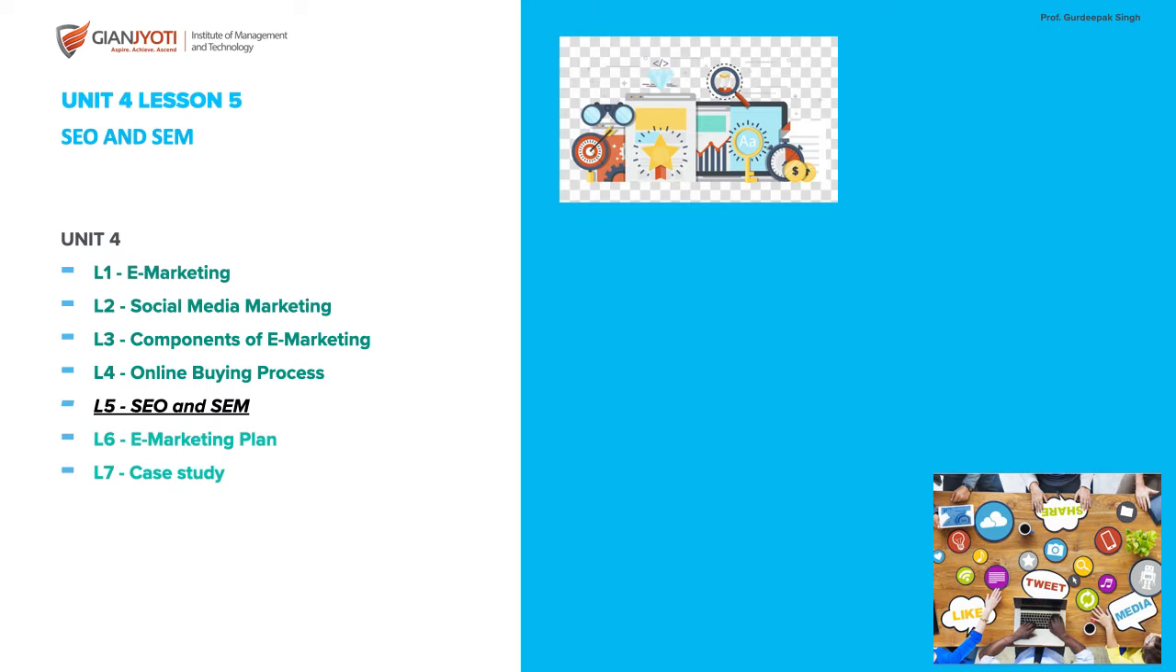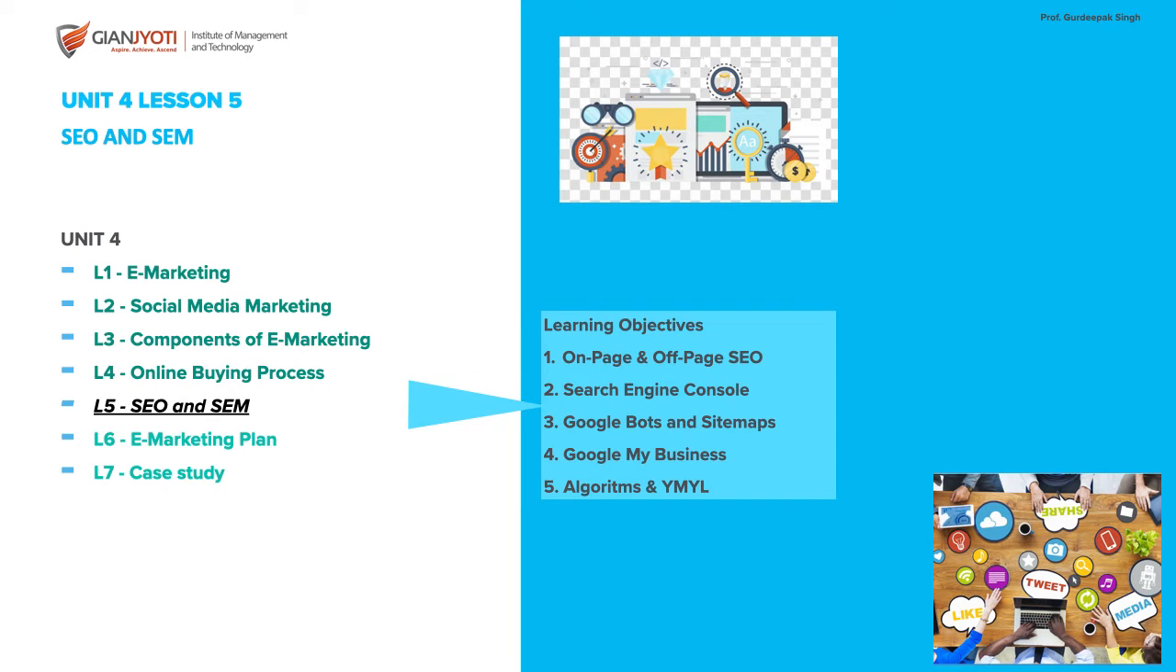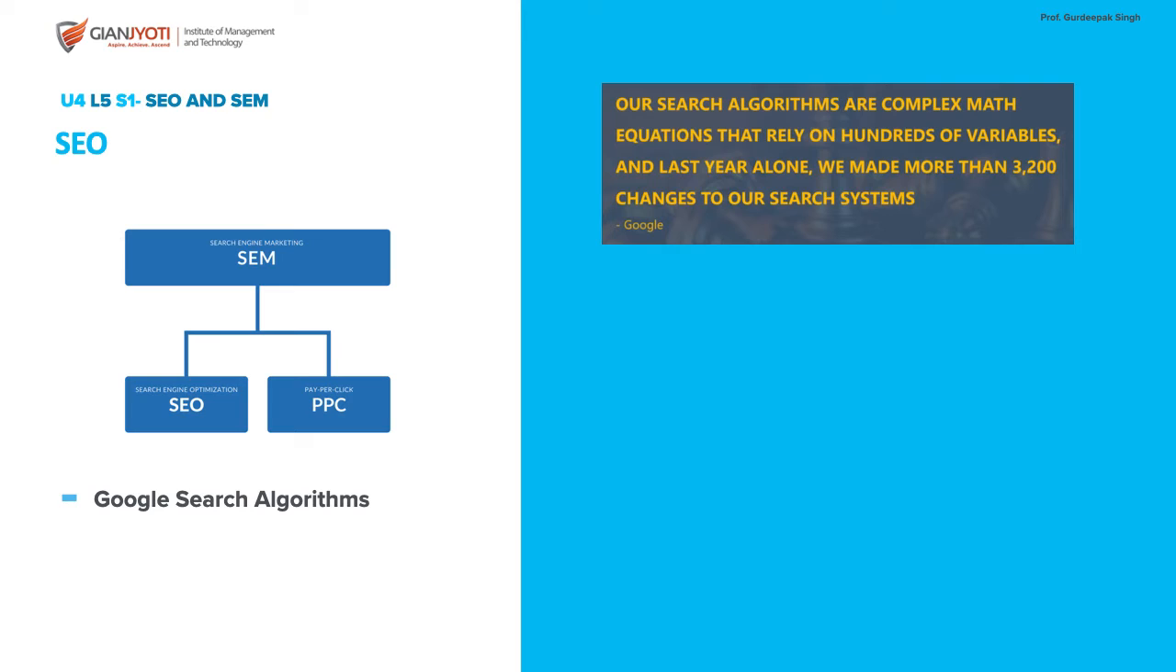So, in this particular lesson, we are going to talk about five things. Number one, we'll talk about on page and off page search engine optimization. Then, we'll talk about search engine console, what are Google bots, and the sitemaps. Google My Business, and algorithms and YMYL. So the lesson will allow us to look at these five concepts under search engine optimization.